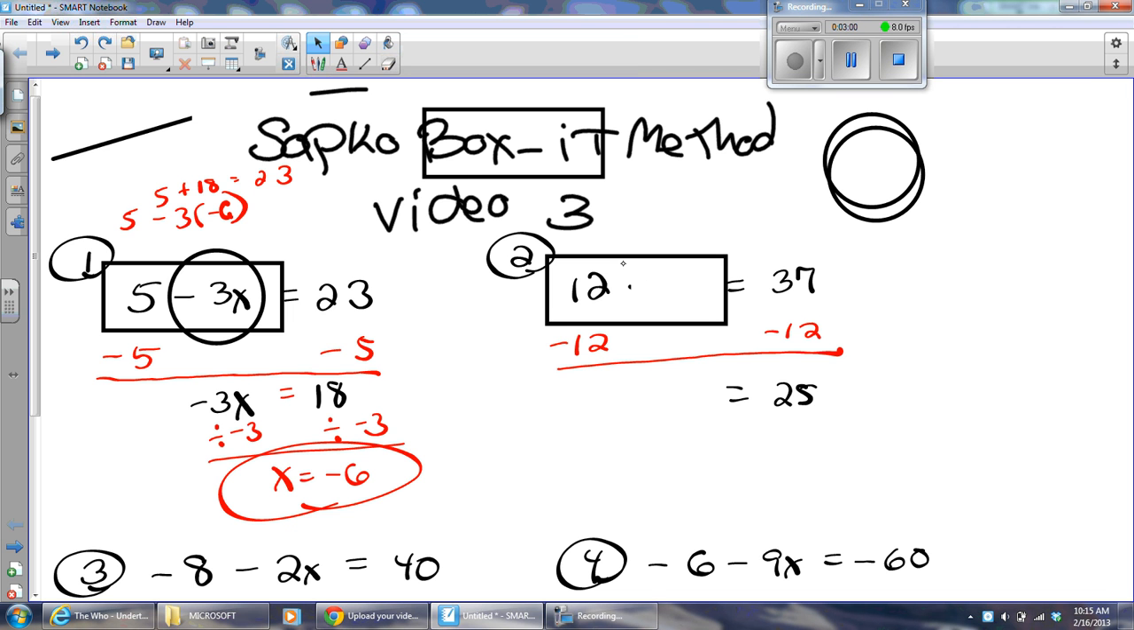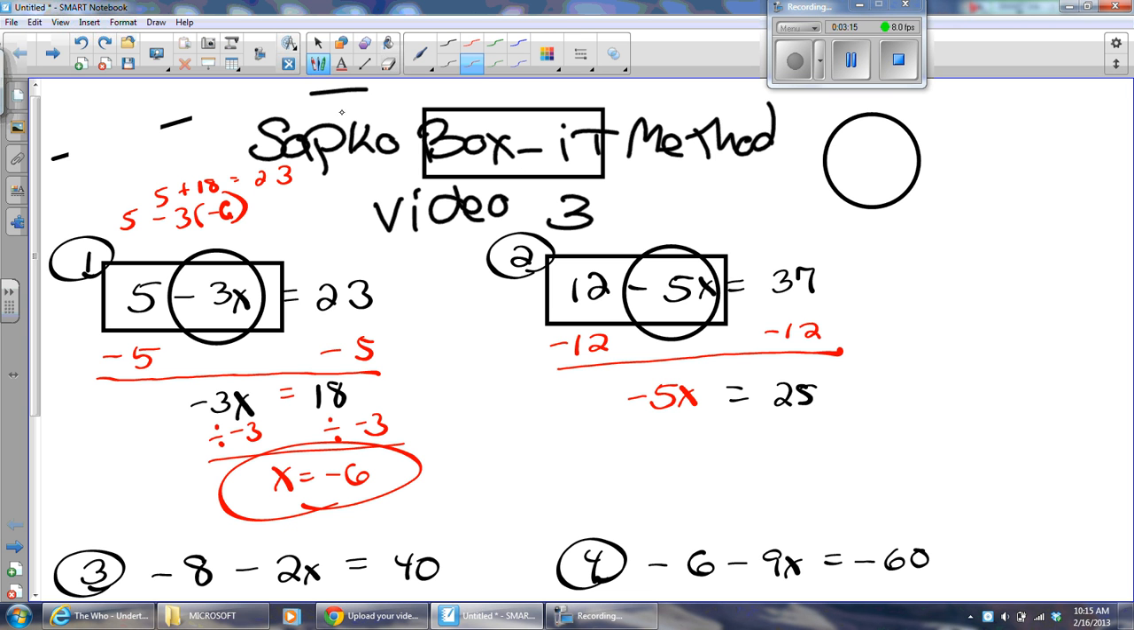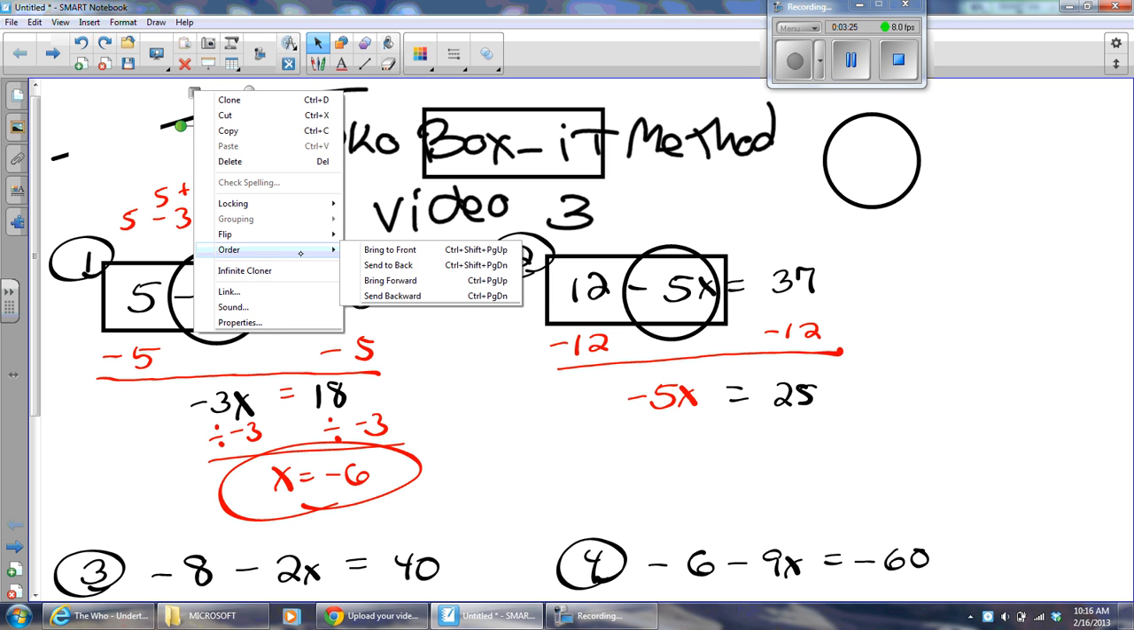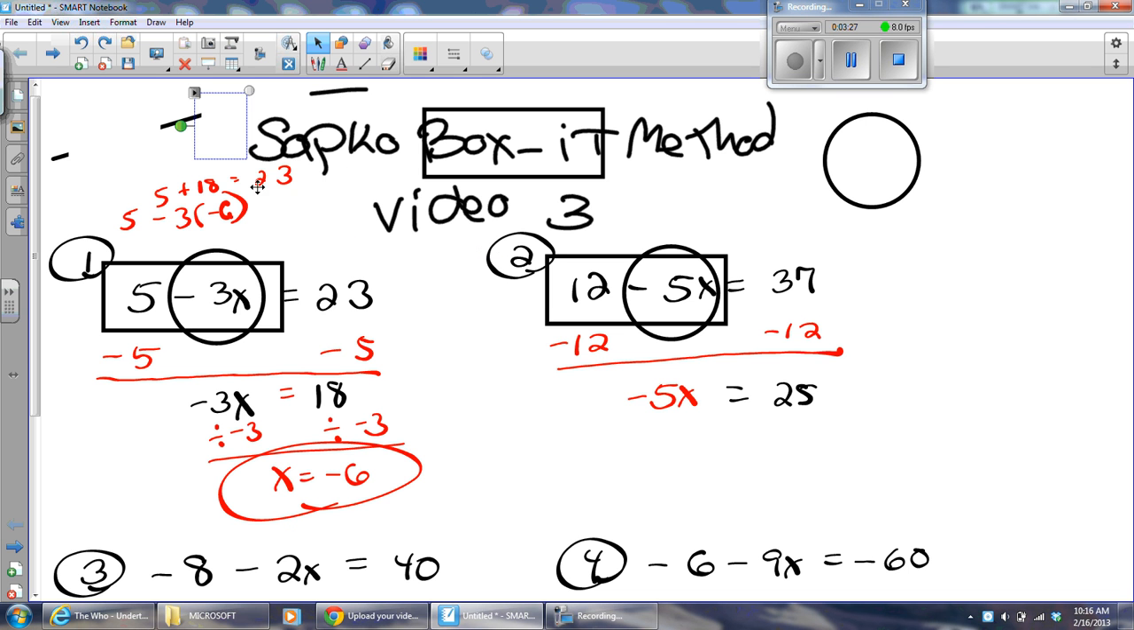Now before we do the left-hand side, I'm going to uncover that, put that circle around, and I see the negative inside the circle, and so I will minus 5x, bring everything down. Okay, I'll use my smaller one to cover up the variable, and that's just not liking that. Order, bring to front. There we go.